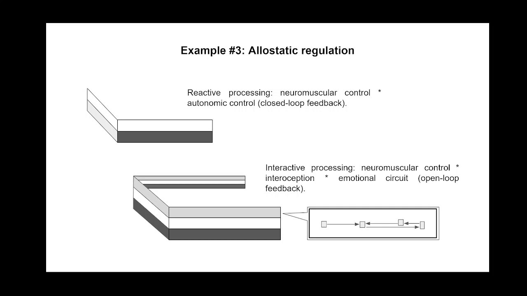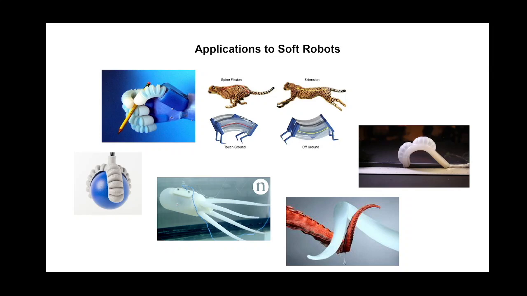Finally, we envision applications of soft robotics. There are many opportunities to model different types of grips and hands and running and crawling and doing things with tentacles and grasping and all sorts of different things that we eventually would like to move towards.